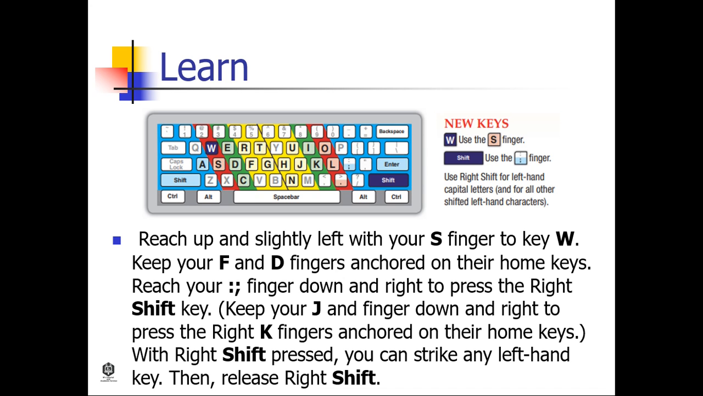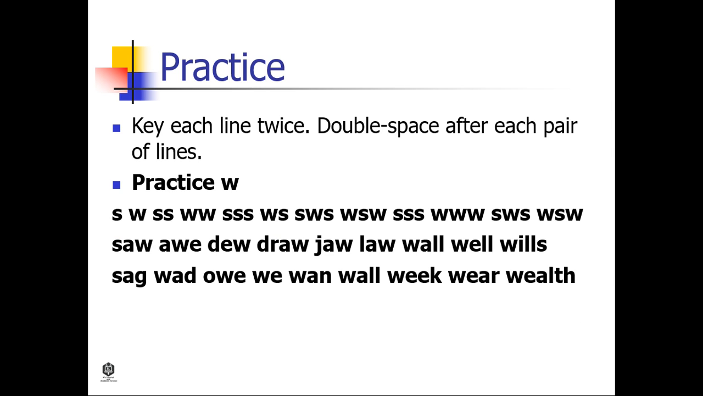Reach up and slightly left with your S finger to key W. Keep your F and D fingers anchored on your home keys. Reach your semicolon finger down and right to press the right Shift key. Keep your J and K fingers anchored on your home keys. With right Shift pressed, you can strike any left-hand key, then release right Shift.